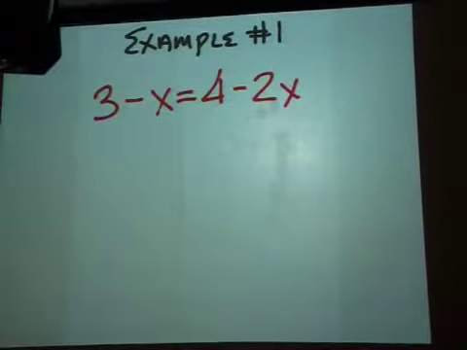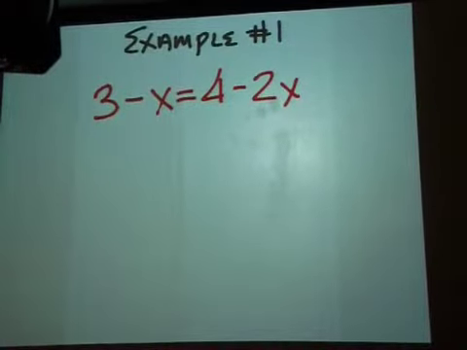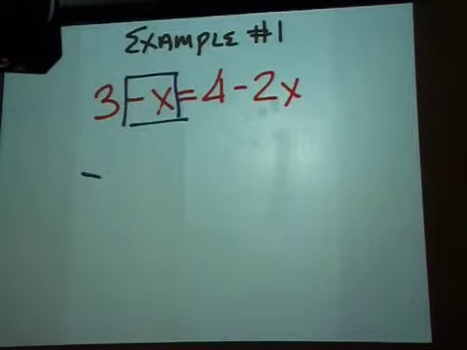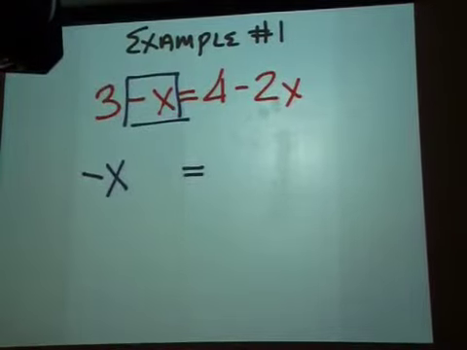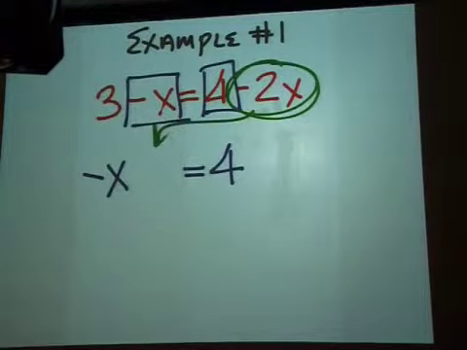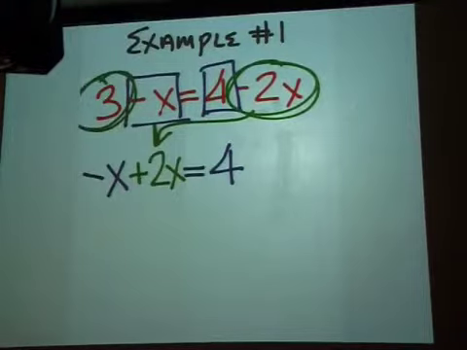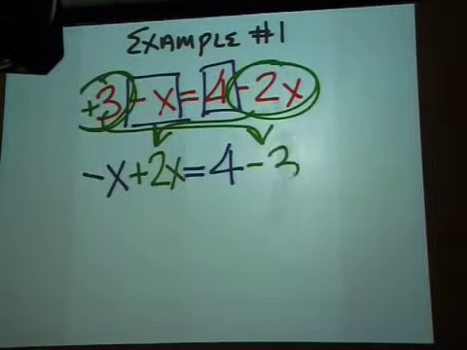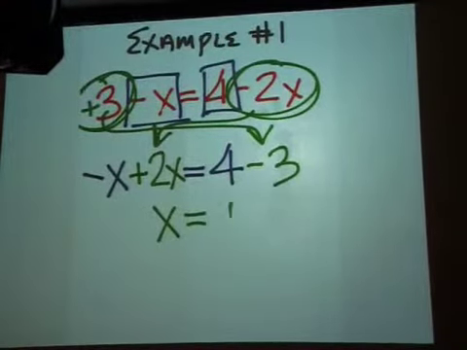3 minus x equals 4 minus 2x. The rules are still the same. You keep your x's on the left and the sign before them, and your numbers, your constants, on the right, which would be these. What you must do is move everything else. This minus 2x must go over to the left side and become plus 2x. And then you'll have this plus 3 here, even though the sign isn't written. Plus 3 goes to the right side and becomes minus 3. Now simplify both sides. Negative x plus 2x is x, and 4 minus 3 is 1.